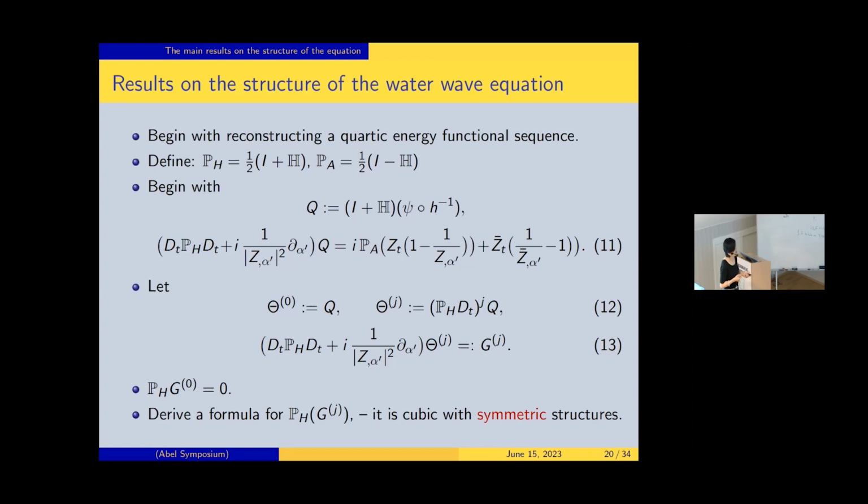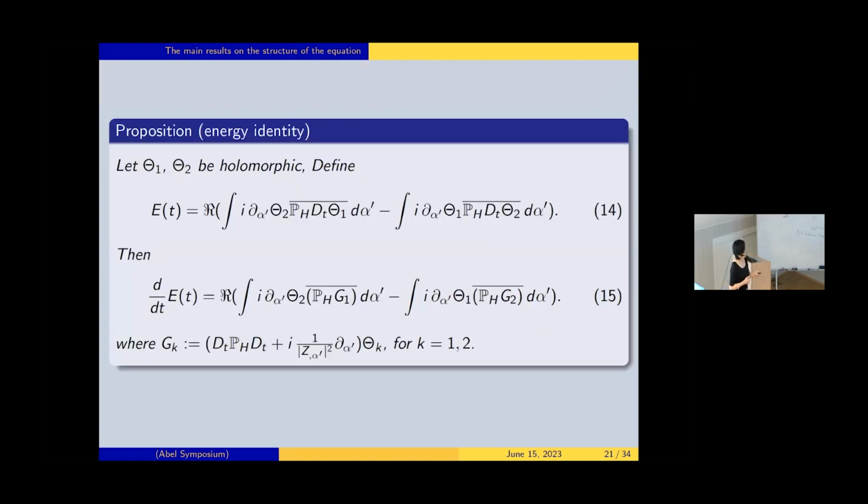So this right-hand side is cubic with some nice symmetric structure. Remember, we want things symmetric. Okay, so the first one is 0 because this is purely anti-holomorphic. And again, we find that this symmetric form of energy functional is more useful than the one I have written previously. If you have two holomorphic quantities, you look at I D alpha theta 2, and then the material derivative and the projection of theta 1, and look, they are symmetric.